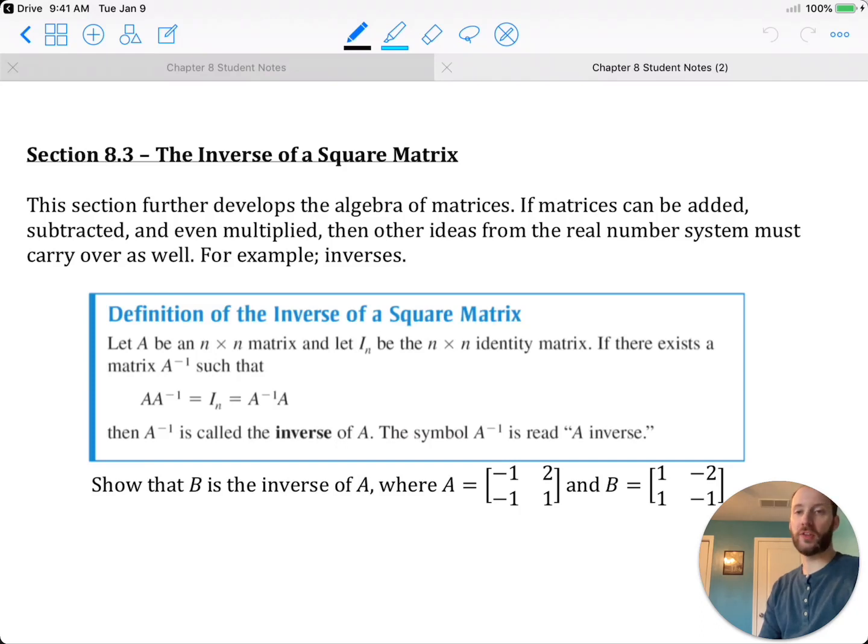Section 8.3, the inverse of a square matrix. So matrices can be added, subtracted, even multiplied together in some cases. Another idea that carries over from algebra we already know is the idea of inverses. So an inverse is a multiplicative inverse, something times something else equaling 1, the identity.